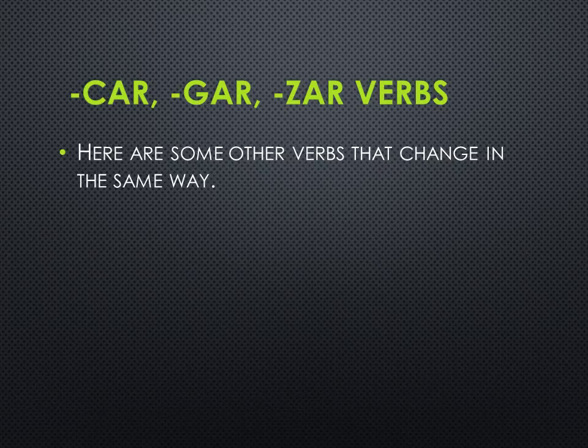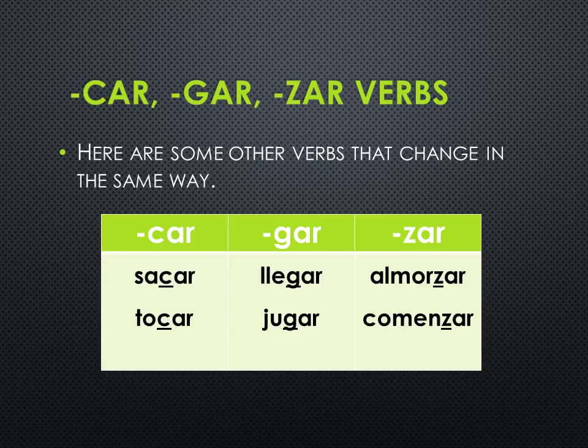There are some other verbs that change in the same way. So anytime you see a verb that ends in -car, the C will change to a QU in the yo form. If it ends in -gar, the G will change to a GU in the yo form, and then -zar will change to C in the yo form. Okay, so some examples of more -car verbs are sacar, tocar. More examples of -gar verbs, llegar, jugar. More examples of -zar verbs, almorzar and comenzar.